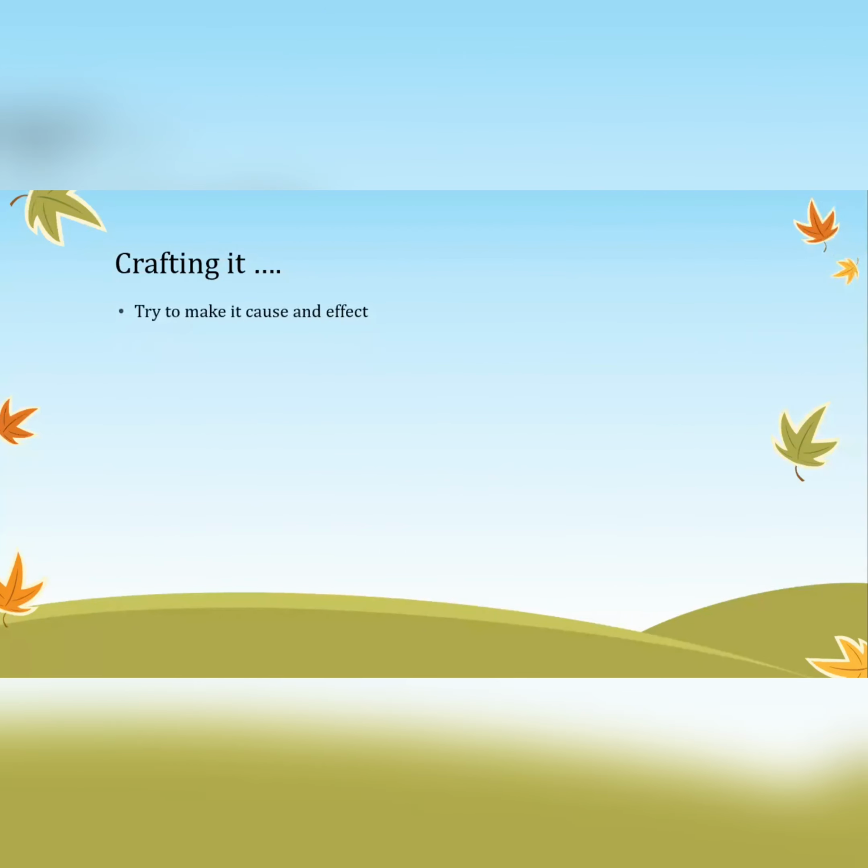All right, so in crafting your hypothesis, try to make it in the context of a cause and effect. A causes B, or this is caused by something else. For example, the presence of salt causes nails to rust faster. So you check on that. It's a cause and effect. You see, salt causes nails to rust faster. So that's how you want to write your hypothesis.